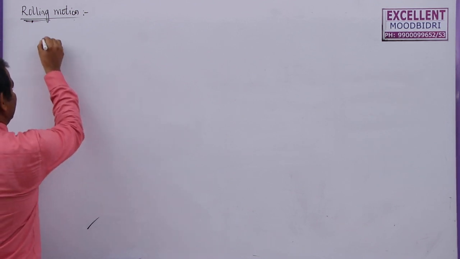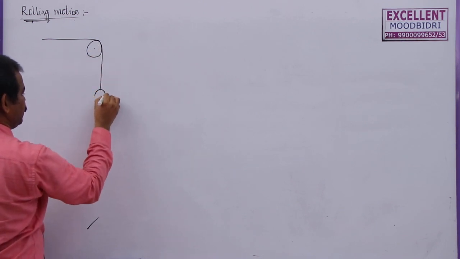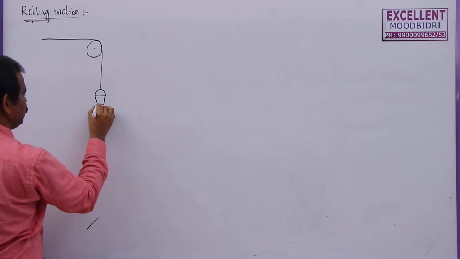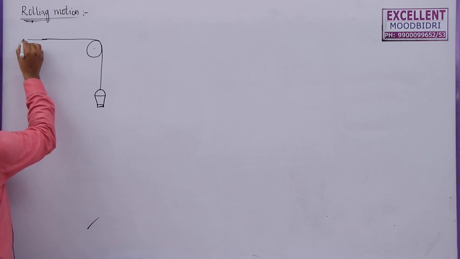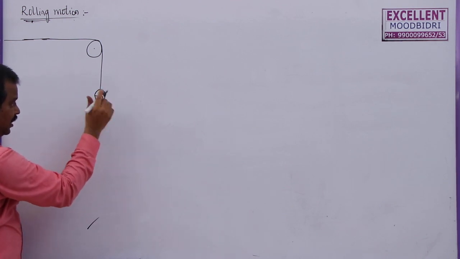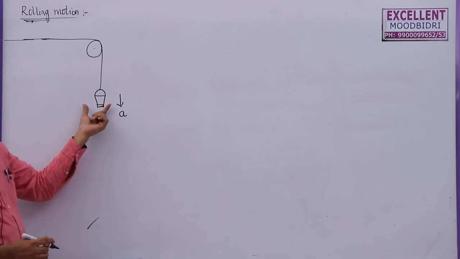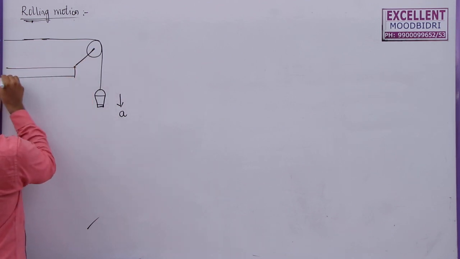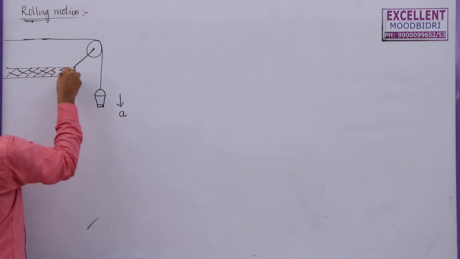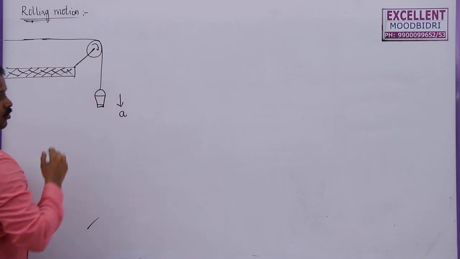Here, a rope is passing over a pulley and the other end of the rope is connected to a bucket. Now, this rope is not fixed somewhere, that is, it is free to move, so it has a lot of length. If you release this bucket here, let us say the bucket is moving with an acceleration a. How to find the acceleration of the bucket in this problem? This pulley is fixed somewhere here to the base. As the bucket moves downwards, the pulley rotates, that means it will have rotational motion.